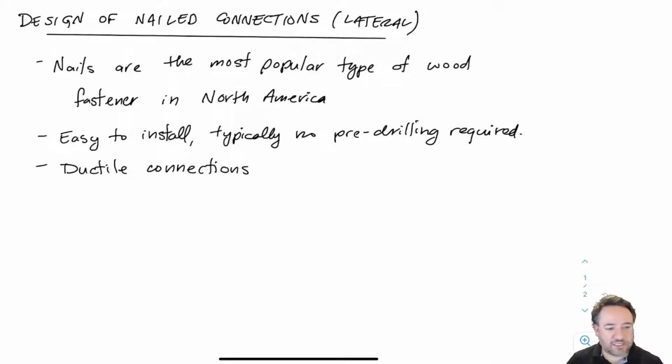And the other nice thing about nailed connections is that they're very ductile. So when nails bend, the steel yields, and that yielding process is a ductile process, and that means that in earthquake, for example, we can get quite a lot of energy dissipation out of nailed connections, which means that we can have pretty high earthquake performance actually from those types of connections. Okay, so let's take a look at the kind of anatomy of a common nail.